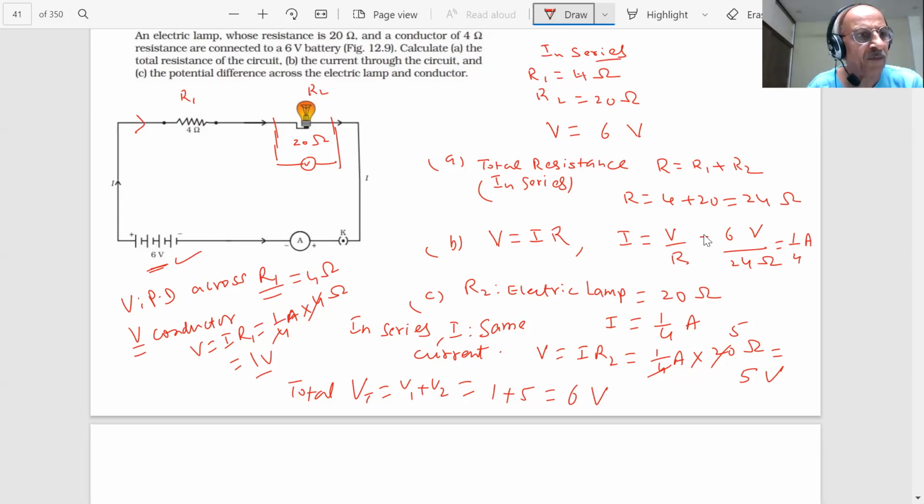Note it down. When resistances are connected in series, the same current will flow through them. This is an important point to note down. In a series circuit, the same current will flow. Can you note it down?